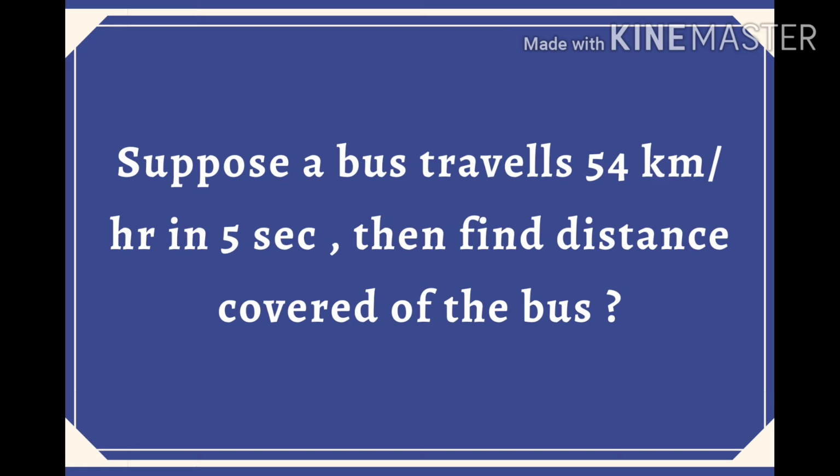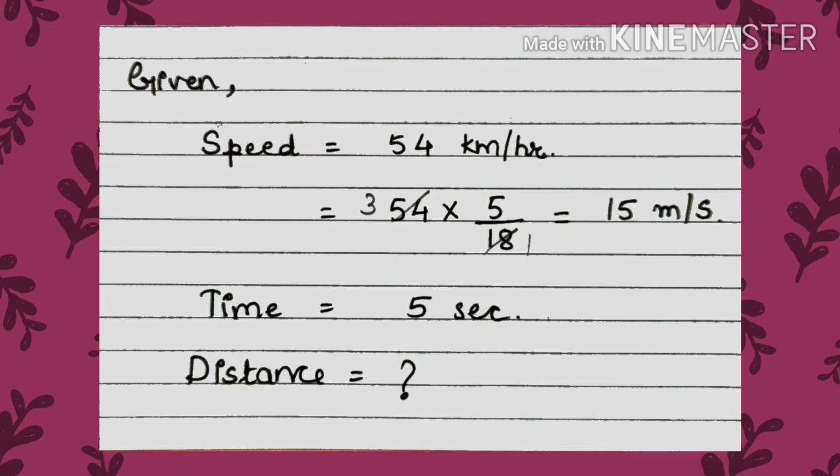Also, 5 seconds is given. So whose unit is second? Time. The unit of time is second. So in this question, what exactly is given? Speed is given and time is given, and what we need to find is distance.